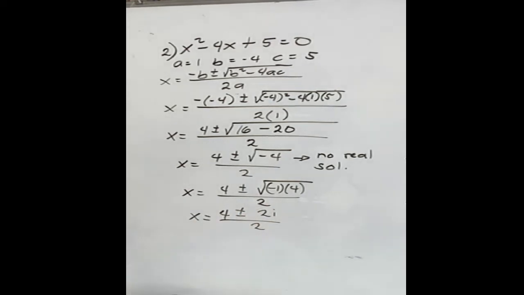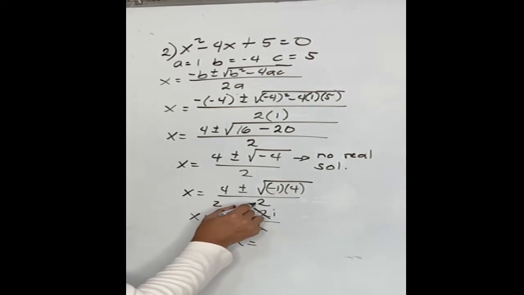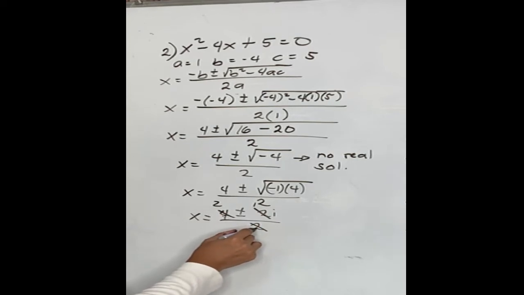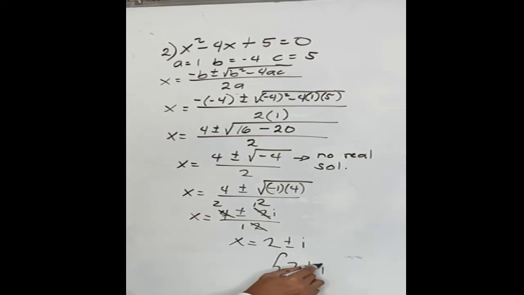There is a common factor between 4, 2, and 2 in the denominator. Therefore, we could divide it by 2. So, simplifying, you will get 4 divided by 2 is 2, 2 divided by 2 is 1, 2 divided by 2 in the denominator is also 1. Therefore, our final answer will be 2 plus minus i. Our imaginary solution set will be 2 plus minus i.